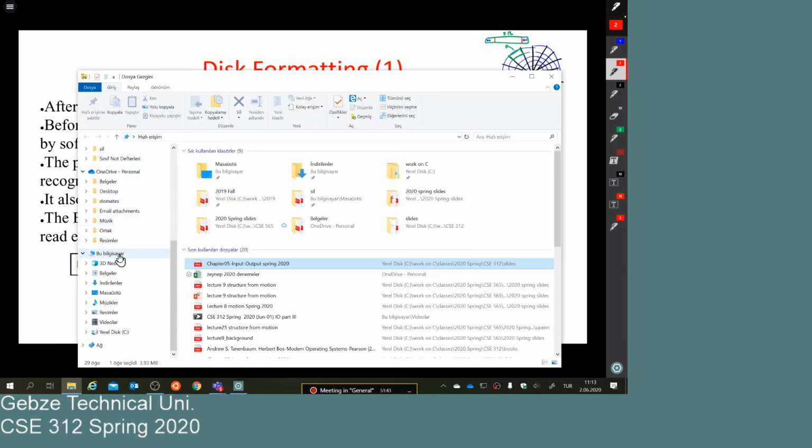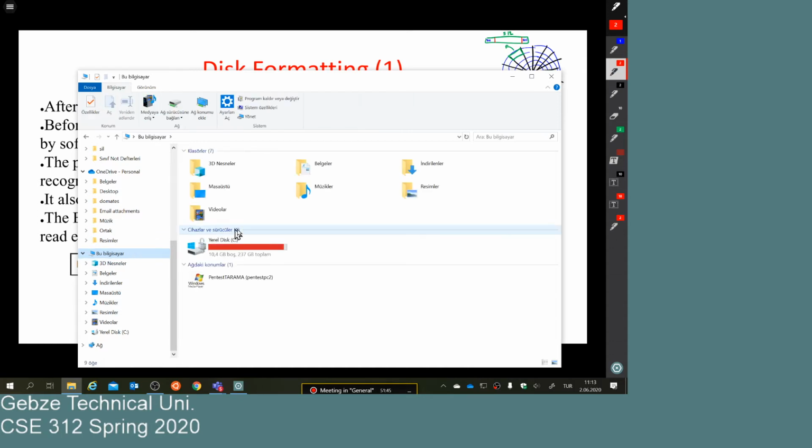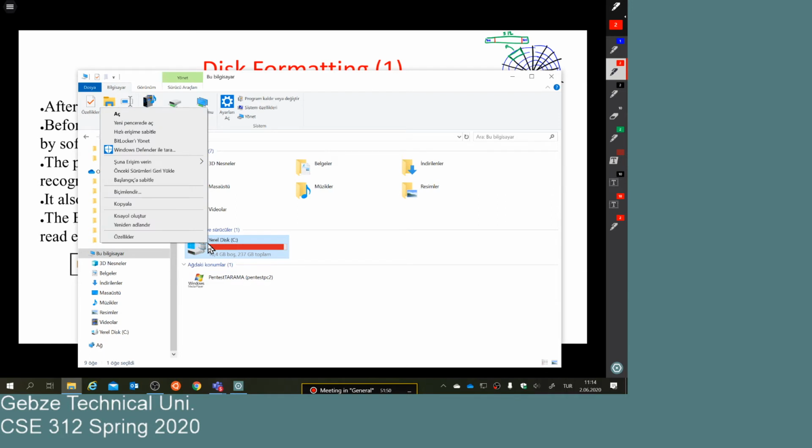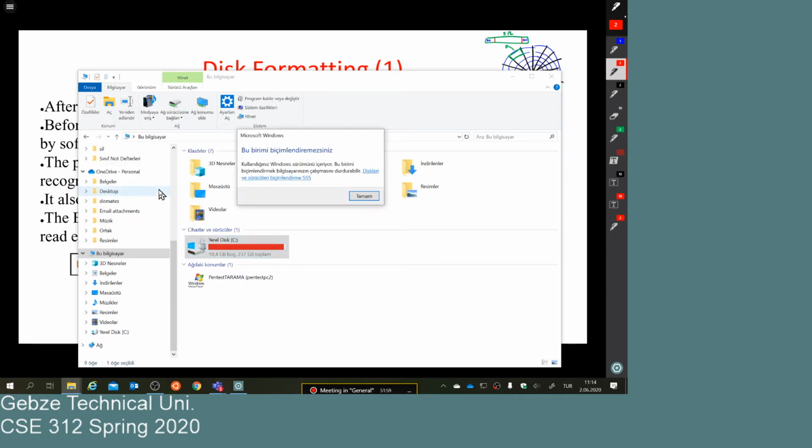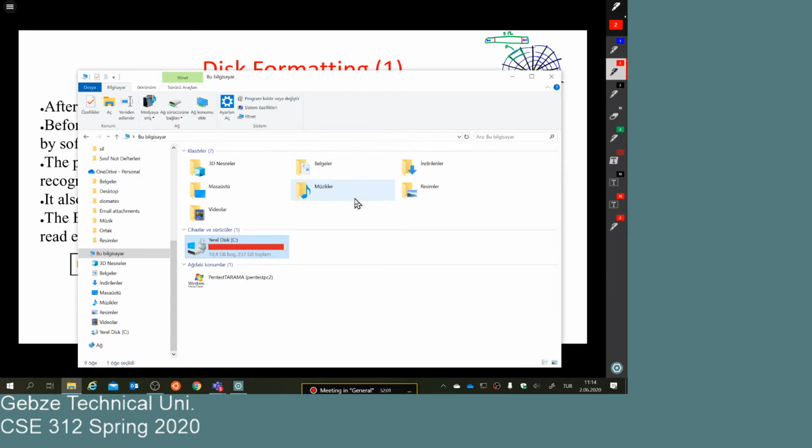Let me open up my computer. It's my computer, and I have an SSD drive here. When I say format this disk, biçimlendir is the format. When I say format, I hope it doesn't format it. Now it says that I cannot format this because you are using it.